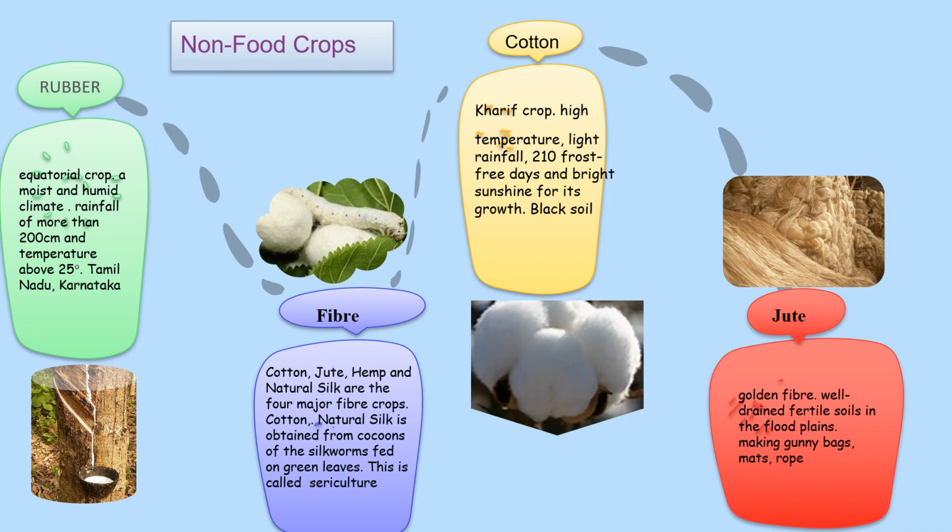Jute is also called the golden fiber. It grows well in dry, fertile soil in the floodplains. It's used for making gunny bags, mats, ropes, etc.